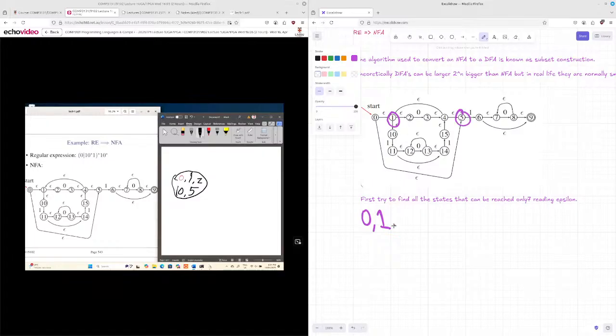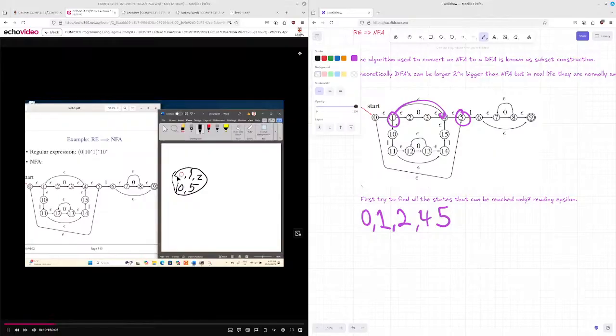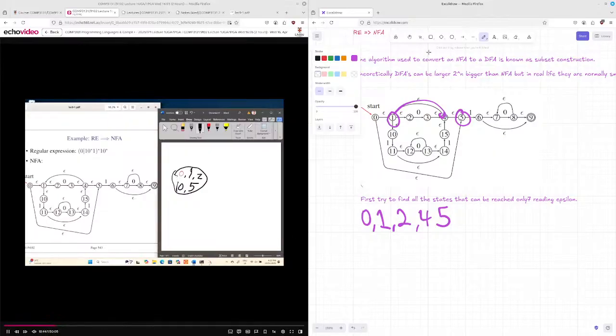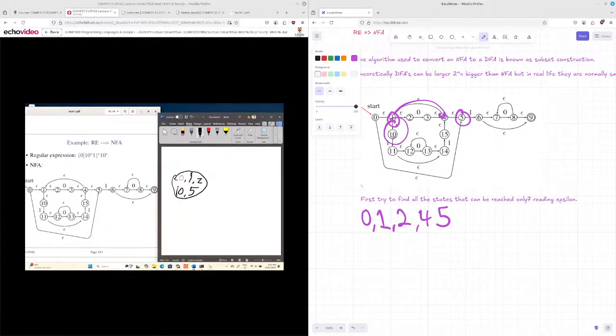Start from 0 and add all the states reachable through epsilon transitions. That's it. Then we start adding transitions by creating more states. Just to make sure we haven't lost anything: 0, 1, 2, 3, 10, and 5.